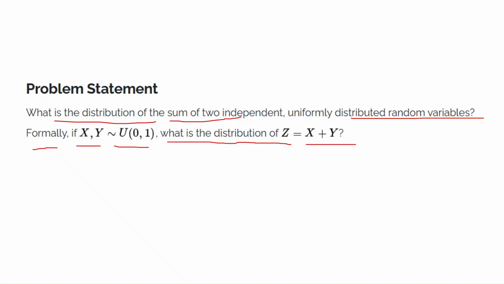So this question tests your understanding of convolution. Now, if you're not familiar with convolution, don't worry, I'll give you a brief overview. That would be enough to solve this question. So let's see how we shall proceed.